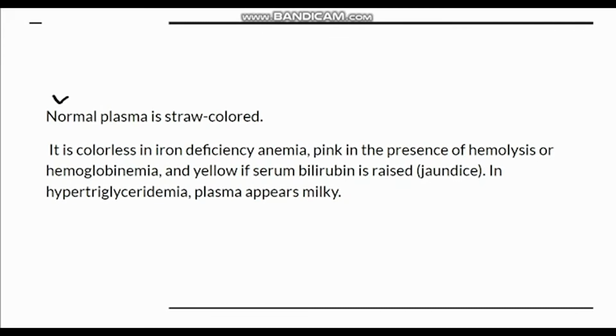So plasma normally is straw colored. However, it is colorless in case of iron deficiency anemia. It's pink if any hemolysis is present, because the RBCs will break down and give a pink hue. Yellow if serum bilirubin is raised, and in hypertriglyceridemia the plasma can be milky. This topic is not directly related to the PCV, but because we will centrifuge it, we should also check the plasma in addition to the PCV.